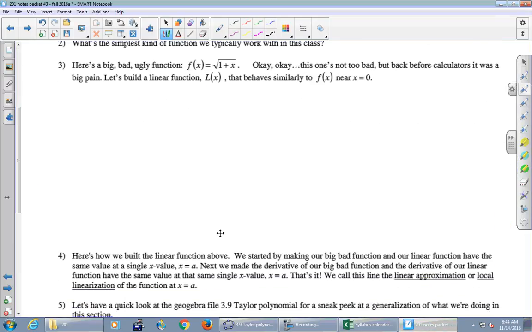So we're going to start with something simpler here in number 3. So we're beginning with the formula f of x equals square root of 1 plus x, which admittedly is not that awful of a function to start with, but we got to start someplace. Suppose that I asked you for the square root of, say, 1.1.